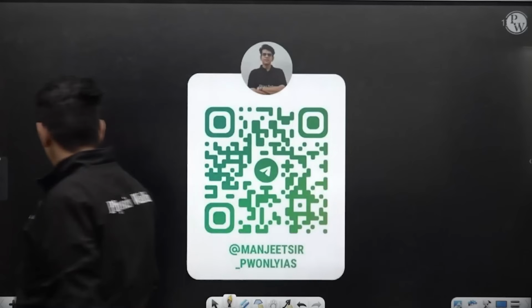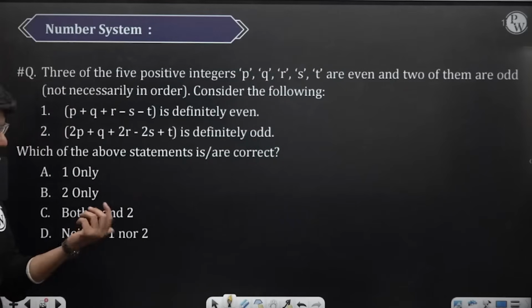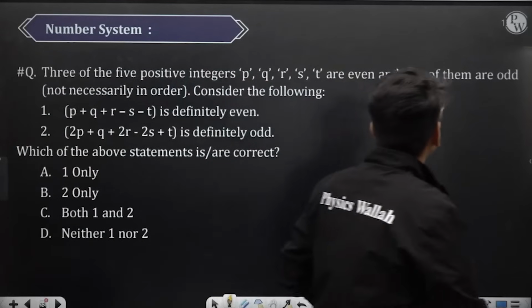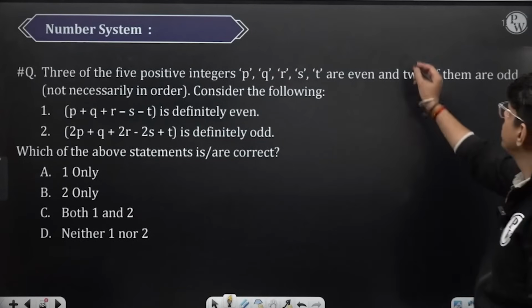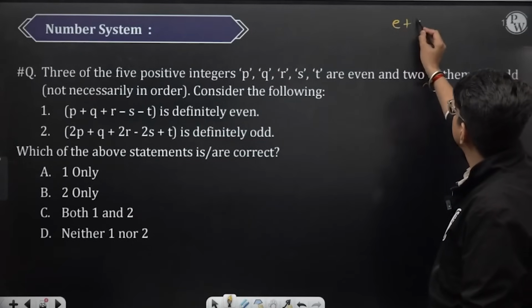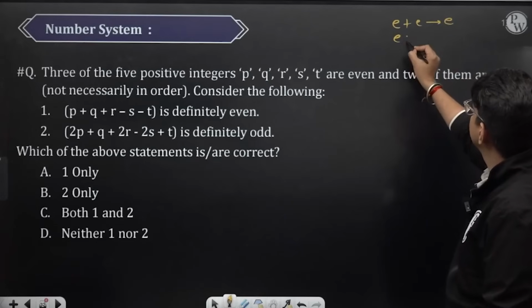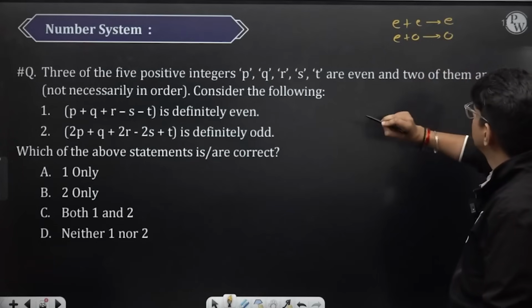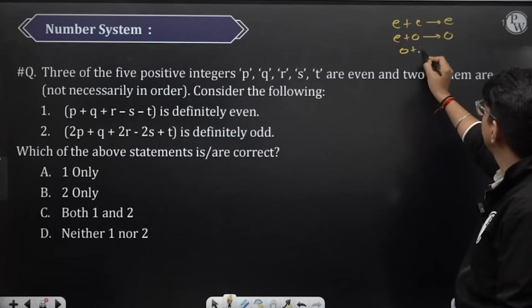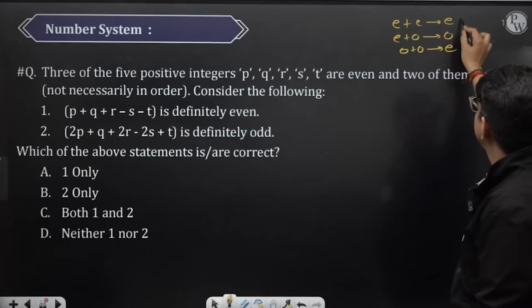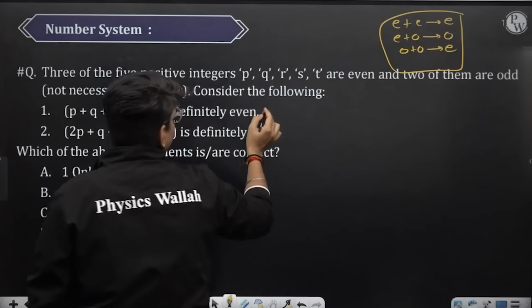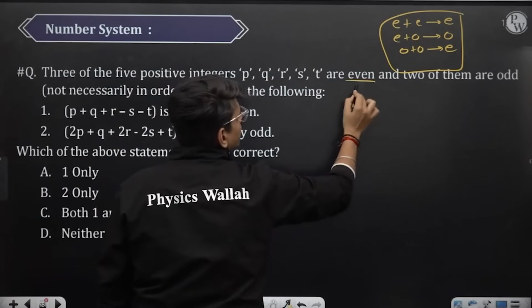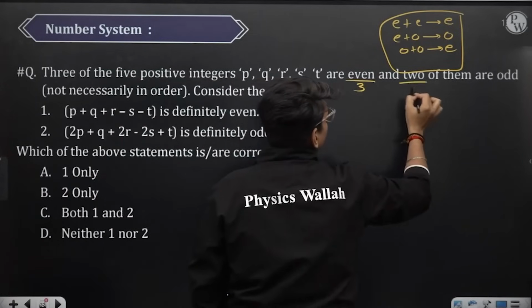So, quant में बेसिक्स से स्टार्ट करते हैं. So जैसे ये क्वेश्चन है, this is based on the even and odd concept. So how do even and odd interact? Even plus even will give you an even number, even plus odd will give you an odd number, right? And odd plus odd will give you an even number. So these three are important for this question. Now what is given? 3 of the 5 are even, 3 are even and 2 are odd.